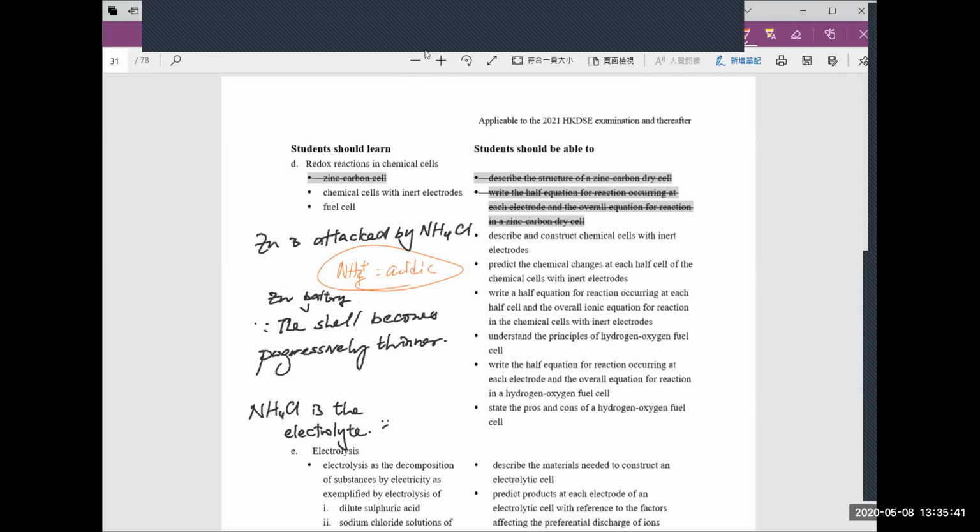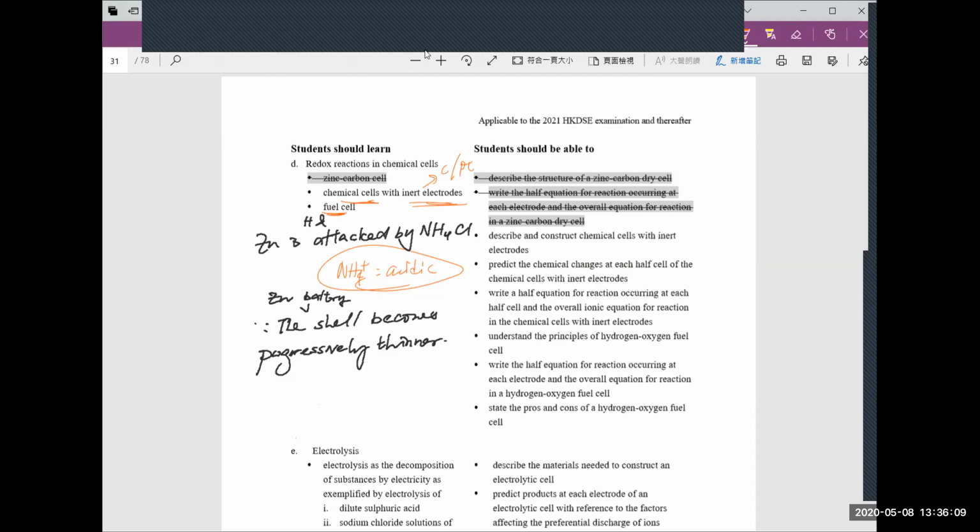Now this is one of the ways that the question can be asked about the chemical cell. And also, you may deal with some chemical cells with two half cells and inert electrodes. Inert electrode refers to carbon or platinum electrode. Fuel cell is not just alkaline fuel cell. It can be acidic, using acidic electrolyte fuel cell.